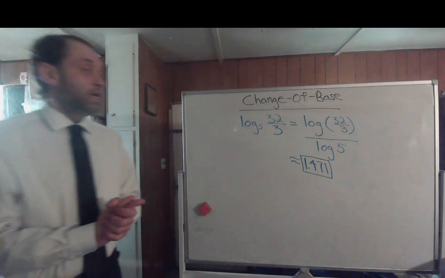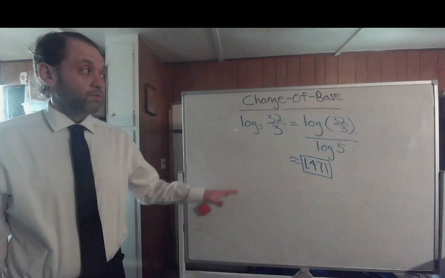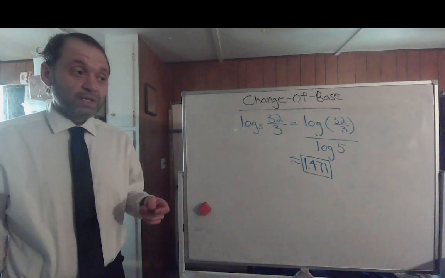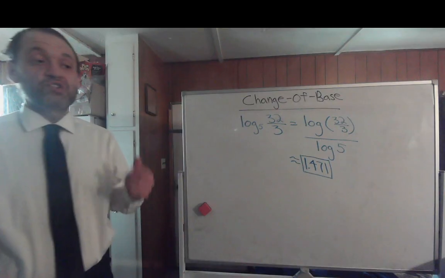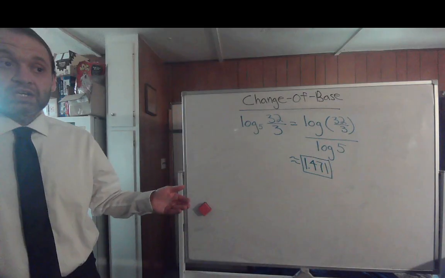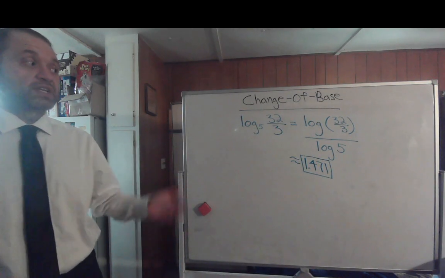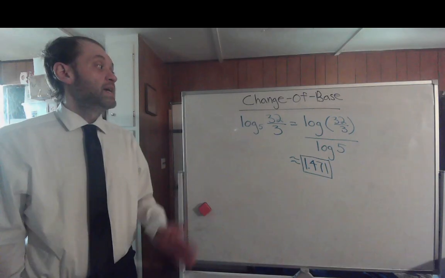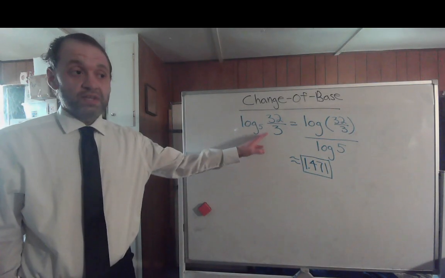So that was a very useful formula, the change of base formula. It really doesn't matter if you change your base to base 10, which is the common logarithm, or to base e, which is the natural logarithm. But that's how you would solve problems like this.